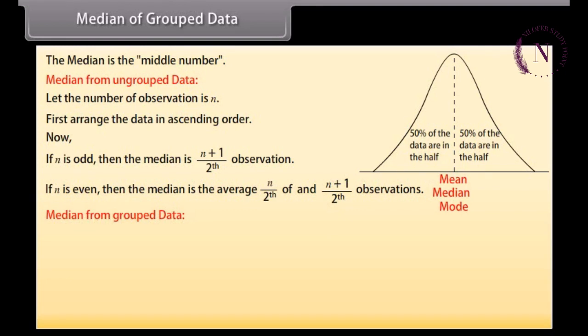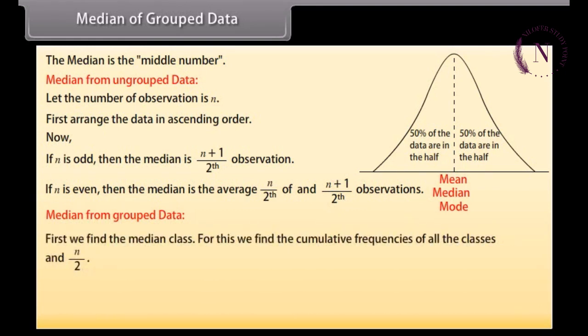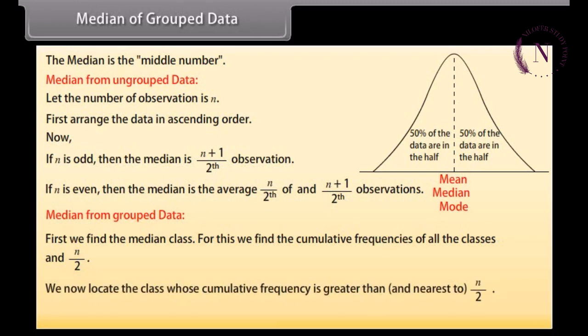Median from grouped data. First, we find the median class. For this, we find the cumulative frequencies of all the classes and n by 2. We now locate the class whose cumulative frequency is greater than and nearest to n by 2. This is called the median class.